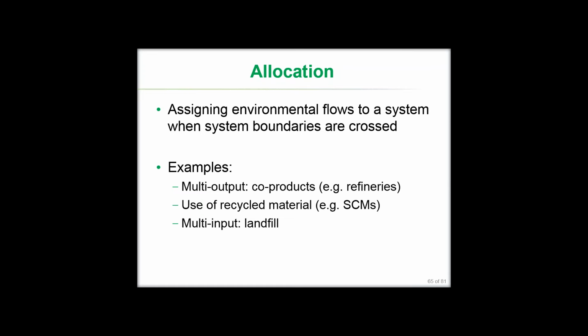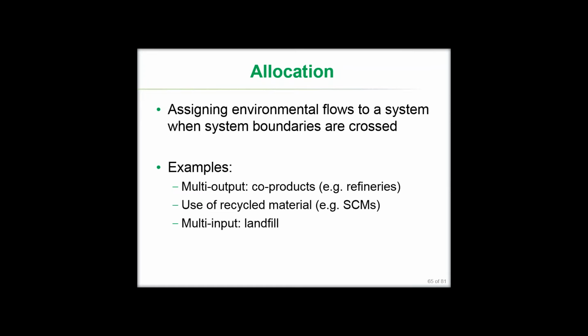boundary is crossed? How do we allocate the environmental flows to one system or the other? Now that's quite technical, but let me give you a few examples. The biggest examples we see in LCA for pavement is where we come into a situation that we call a multi-output situation. It's when there's a production unit or part of the life cycle where there's more than one product being produced. Now, how do you allocate what went into making those products to the dedicated specific individual products?